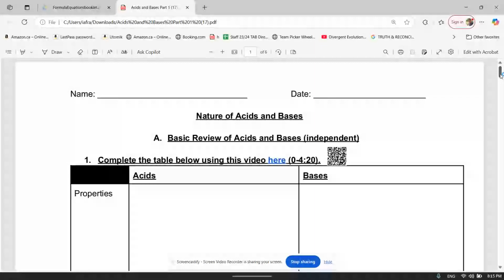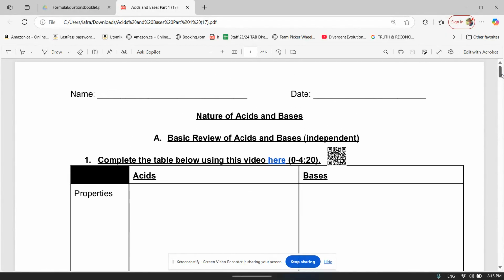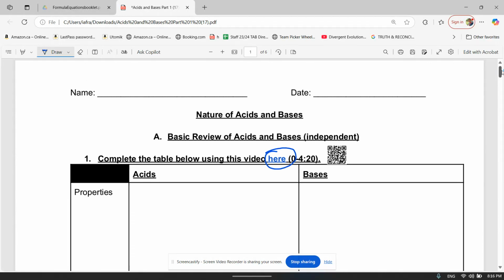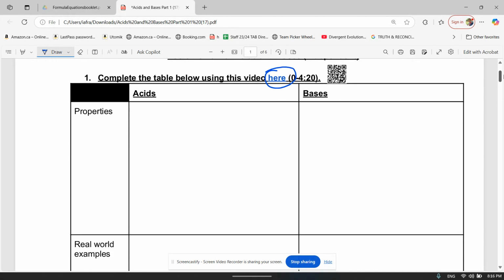In this video, we're going to review acids and bases, and then we're going to explore acids and bases from the perspective of grade 12 chemistry. The first portion of this lesson should be you going to watch the video lessons here, the little video snippets, to review the concept of acids and bases in terms of their properties and in terms of real-world examples.